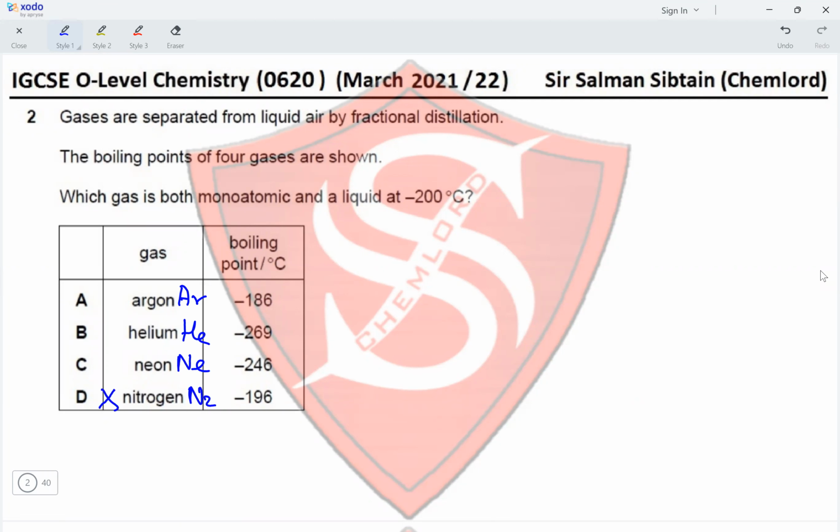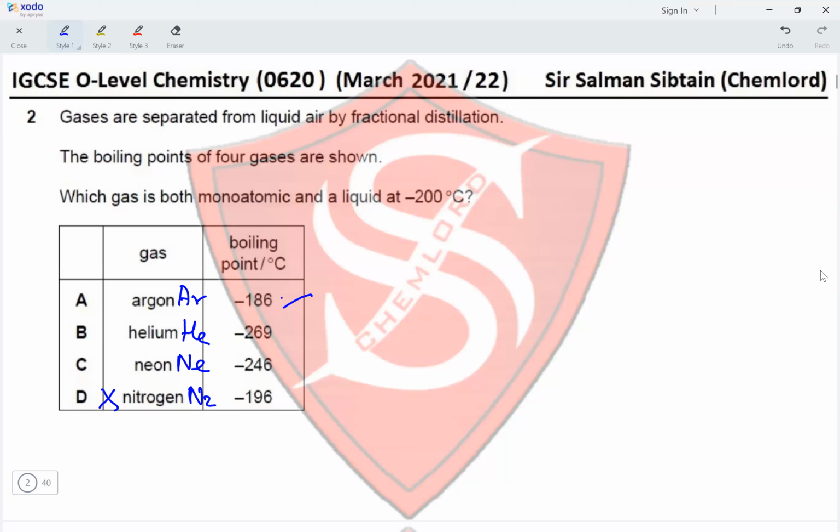Now, out of the three remaining options, it should be a liquid at minus 200 degrees Celsius. That means that its boiling point should be greater than minus 200 degrees Celsius. And in the negative values, a greater value would mean one with the lower magnitude. So, lower magnitude than 200 would mean that the minimum temperature, the boiling point should be minus 199, which would be greater than minus 200. So we've got argon at minus 186, which is greater than minus 200.